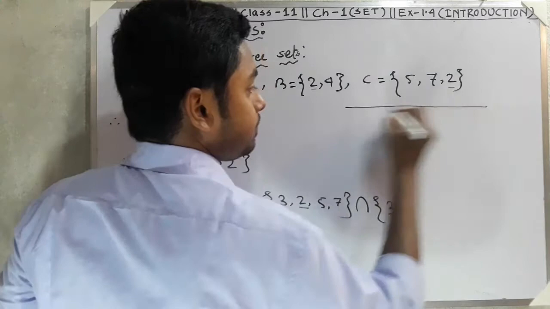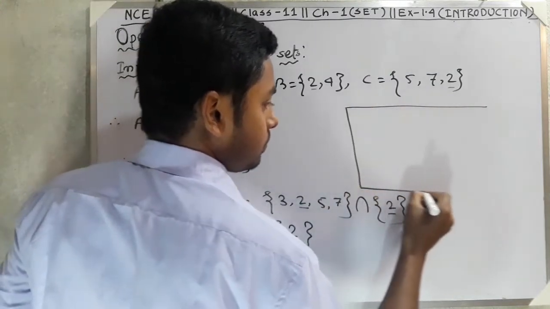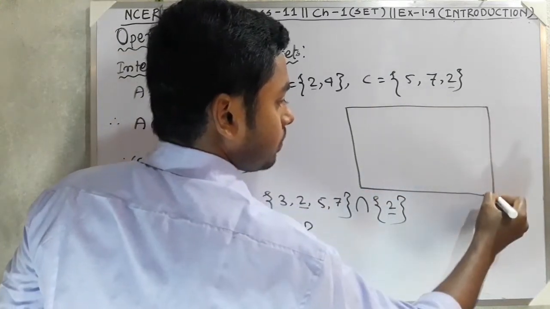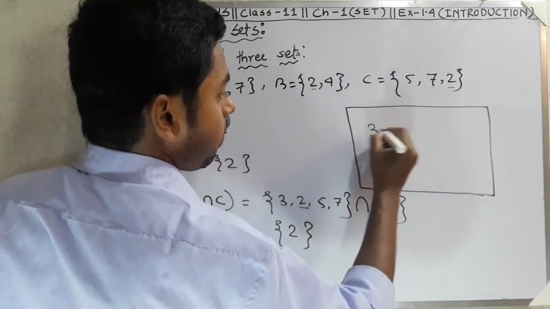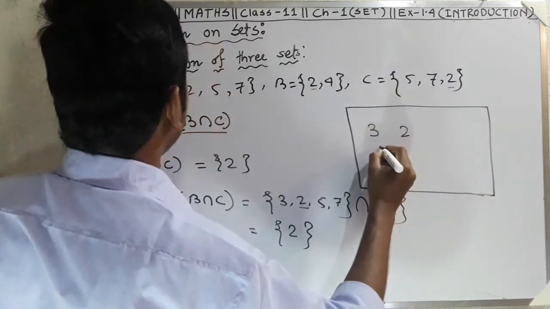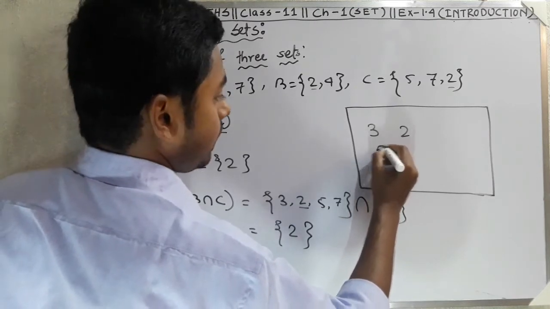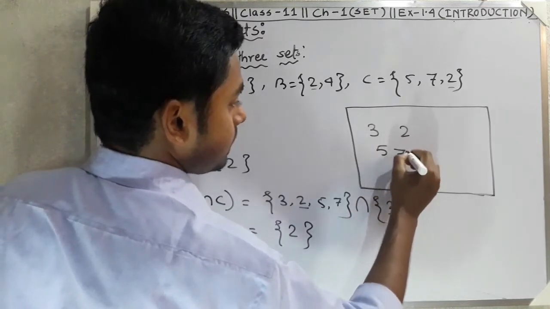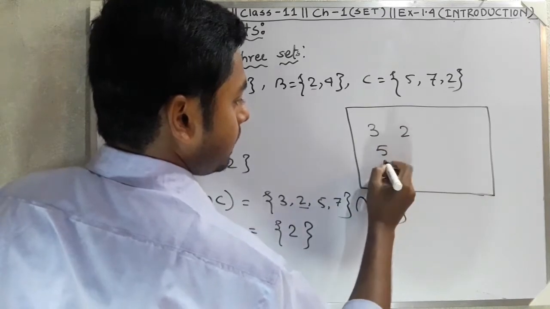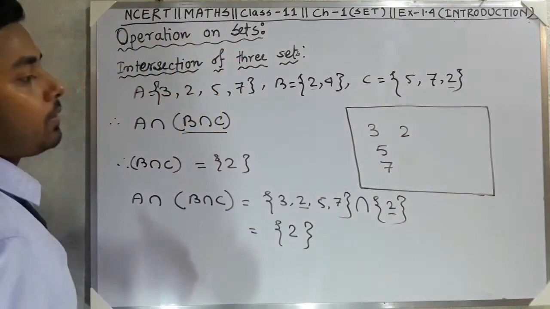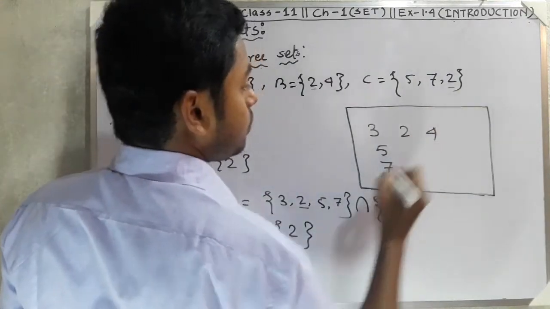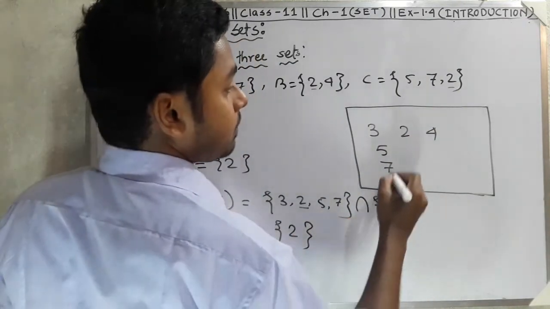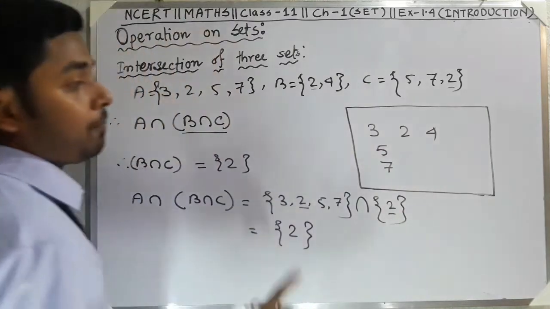Very easy. Suppose 3, 2, 5, 7. 7 I'm writing here. Okay, 3, 2, 5, 7, and this one is 2, 4 and 5, 7, 2.